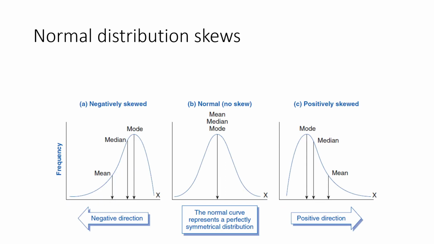Normal distributions can be skewed as well. So this is our normal distribution. But this is a positive skew, which means that this tail end is stretched. That's how I imagine it. So you have this normal distribution, but this bit is stretched to the right, so it becomes more positive. And if this bit is stretched to the left, it becomes more negative.